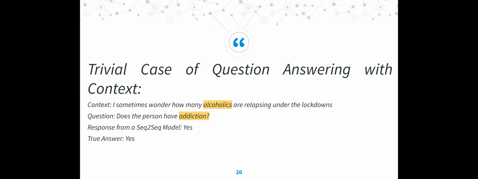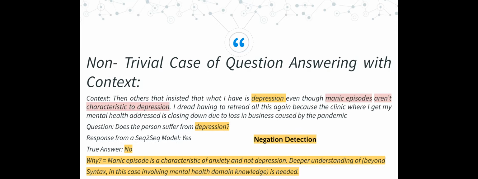The reason is that in the corpus the GPT-3 system would have analyzed, there will be discussion about addiction and a person who is alcoholic has addiction. That kind of connection can be made by linguistic and syntactic means. But you ask this question. So here's the context. And you can see highlighted terms. So you talk about depression, manic episode. They are not characteristics of depression.